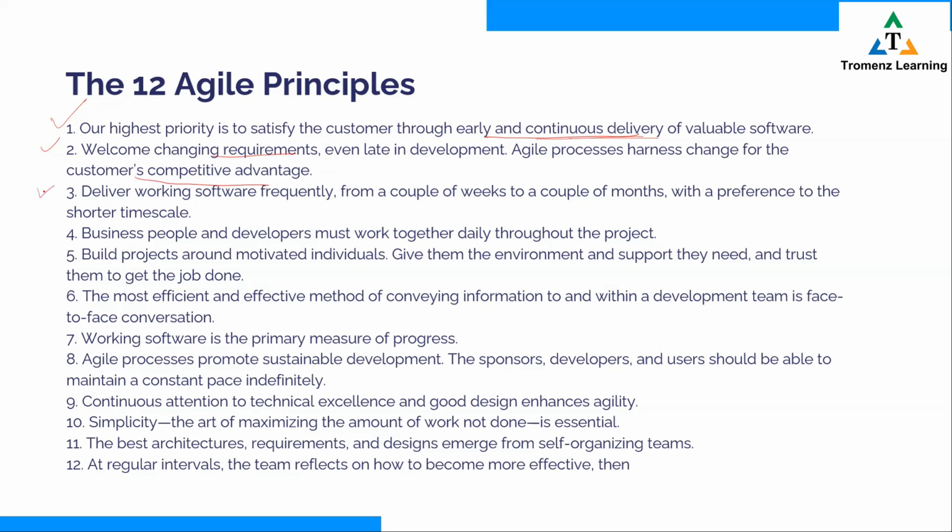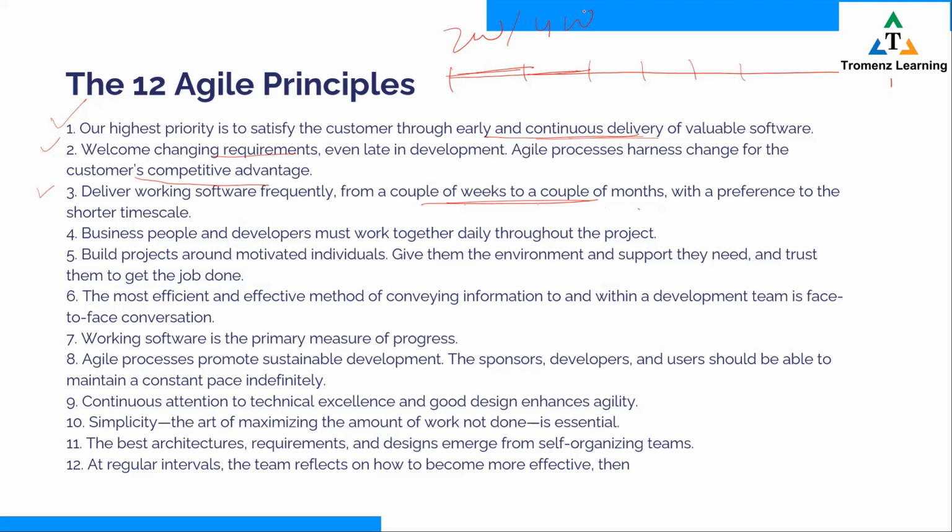Number 3, delivering working software frequently, from a couple of weeks to a couple of months, with a preference to the shorter time scale. Okay, let's get this right. Very basically, Agile is about running a series of iterations, equal size iterations. Now, how long? Could be 2 weeks iterations, could be 4 weeks, up to you to decide. So this is what the third principle is about. We run a series of iterations and keep on delivering frequently. And the shorter the iteration, the better it is.